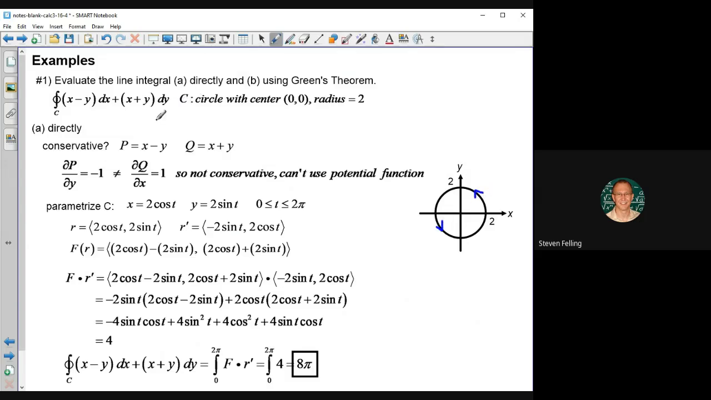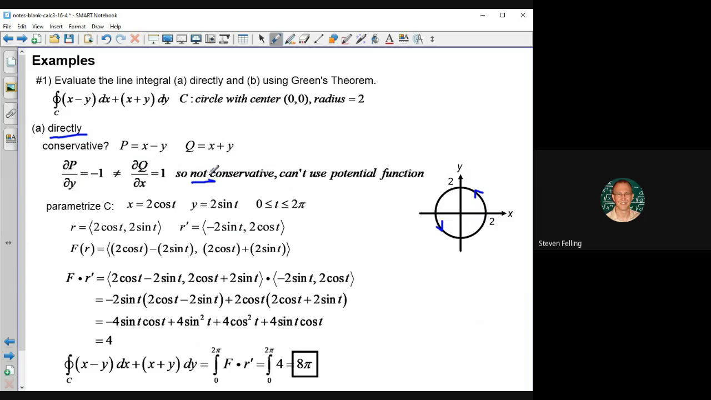First, let's just do it directly, so that means we're going to ignore Green's theorem. P is x minus y, Q is x plus y. The first thing we would check is whether or not it's conservative, because if it's conservative and we go along a closed path, we know that it sums to 0. Partial P with respect to y turns out to be -1, and partial Q with respect to x turns out to be +1. Since those don't match, this is not conservative.